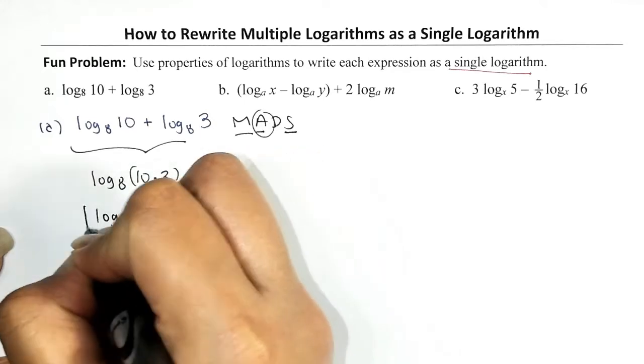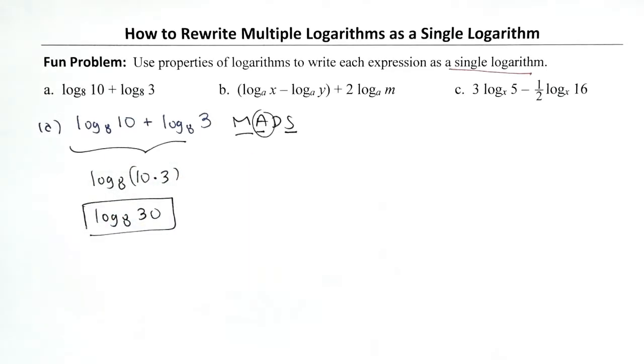So the question is, did we really write this as a single logarithm? We sure did, and we cannot evaluate this by hand. 8 to what power is 30? No idea. Okay, so one problem down, two more to go.